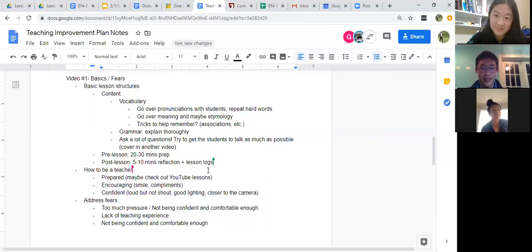The third thing is to be confident. I know a lot of you guys might be new, but an easy way to come off as being really confident is to be loud. I mean, don't shout, but definitely be assertive when you're talking. Also, maybe having good lighting and being closer to the camera can also help. But the main thing is just be audible so that the students can hear you and so that they're paying attention. So just to review, 3 things to remember: be prepared, smile, and talk loudly.